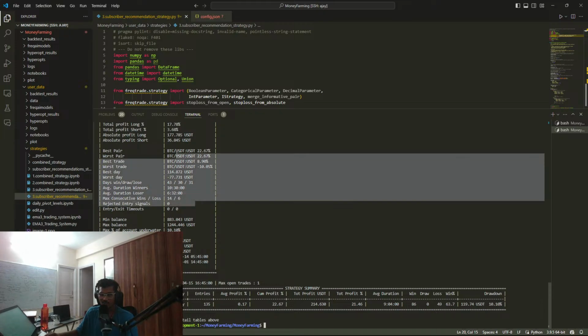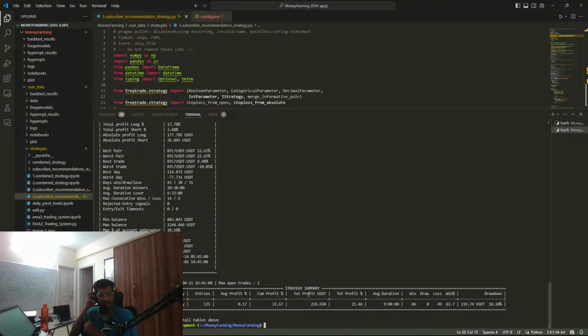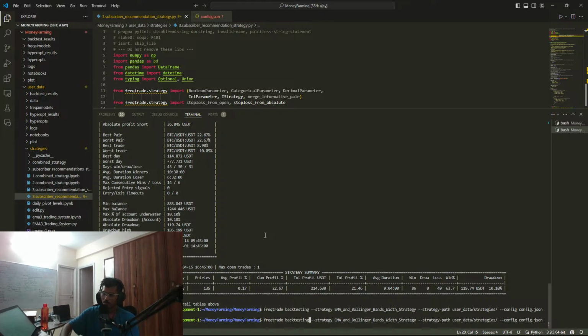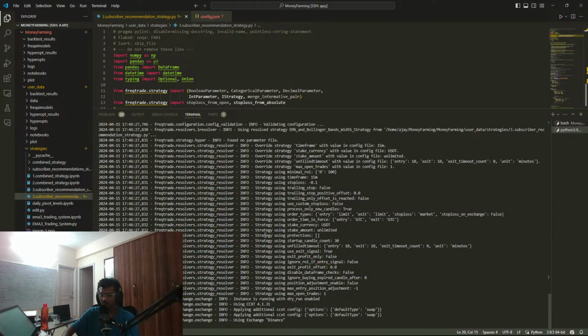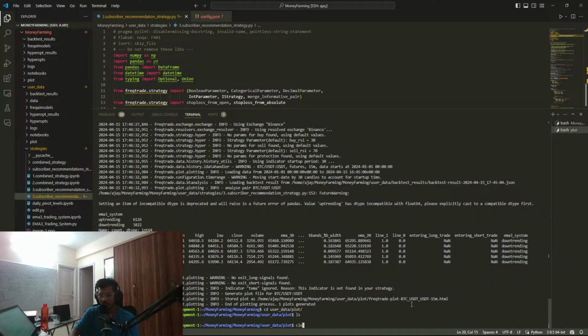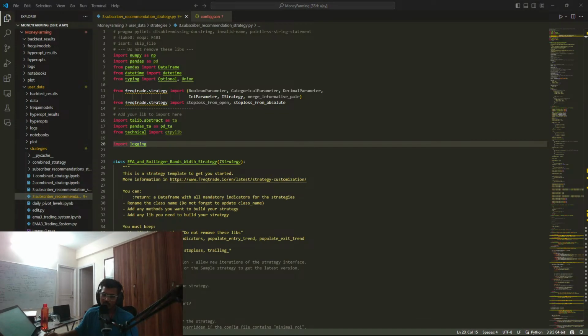So this is what we do, and we can also look at the trades. You saw this backtest. Now we can play with it. I can say freqtrade plot dataframe. So it's going to plot the data now. It's stored here. I'm going to run some Python server here, the money farming user data plot. Yeah, this is the EMA one.